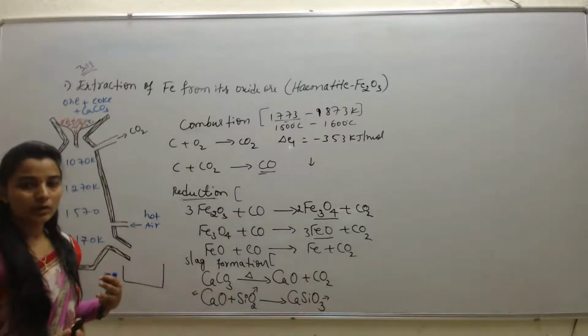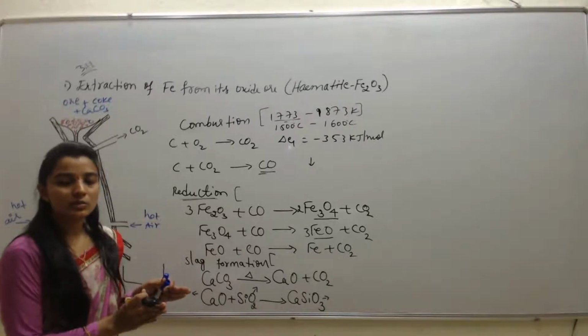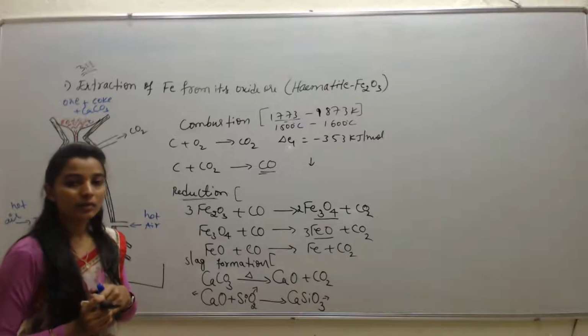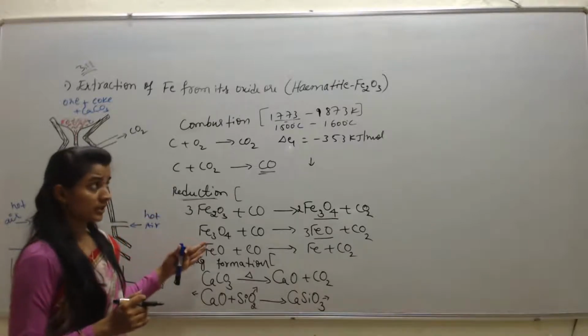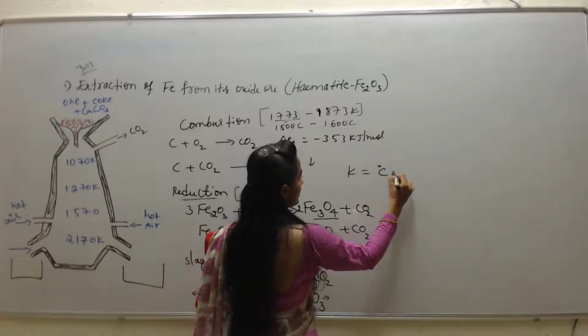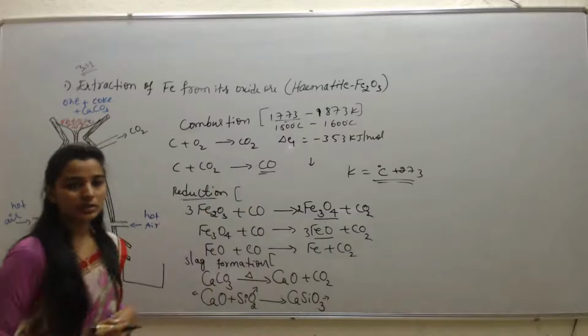You know what is the relation between Celsius and Kelvin? So 0 degrees Celsius means 0 plus 273, that is 273 Kelvin. So Kelvin is equal to degrees Celsius plus 273. This is the relationship. Correct?